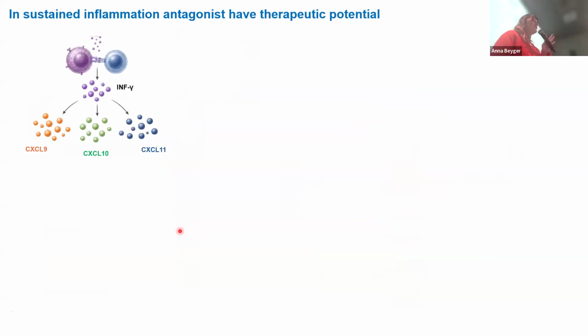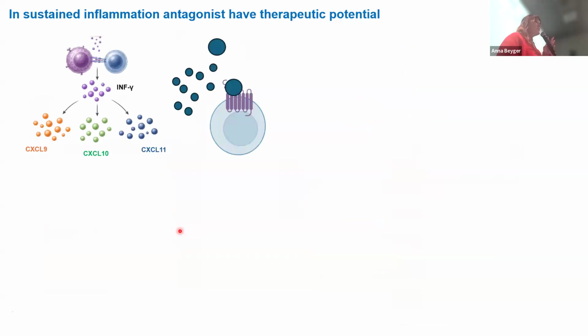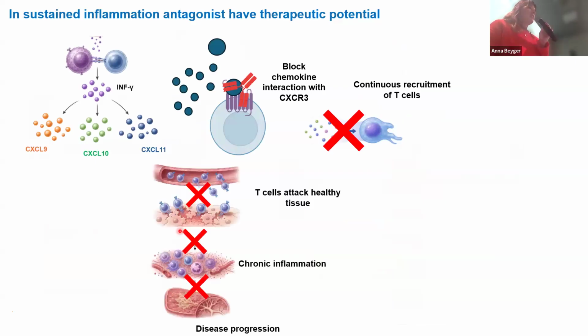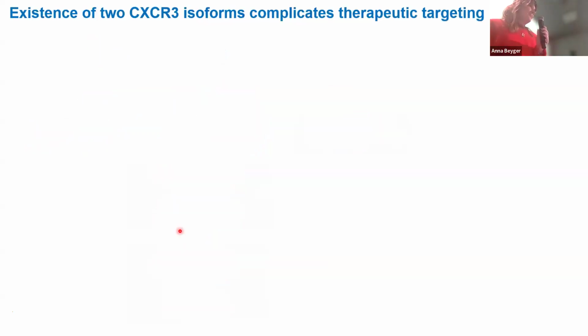So under this sustained inflammation, if the chemokine binds to the receptor, antagonists such as monoclonal antibodies, for example, can block this interaction between chemokine and CXCR3. They can therefore stop this continuous recruitment of T cells and therefore stop attacking of healthy tissues, chronic inflammation, and disease progression. But this is where things get complicated because CXCR3 exists as 2 isoforms.